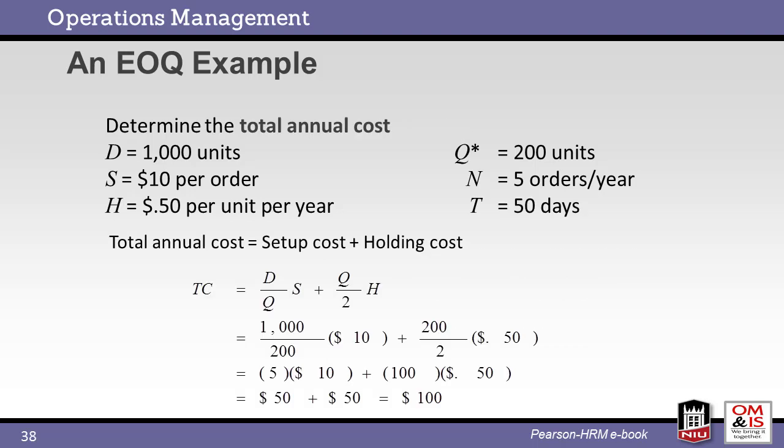Finally, for the same example, we determine the total annual cost, which we recall is the sum of the setup cost and the holding cost. Again, substituting the values into the equation for setup cost and then holding cost, we get $50 of setup cost and $50 of holding cost for a total annual cost of $100. In real life, your results are unlikely to come out to such perfectly round numbers, but the analytical process is the same.